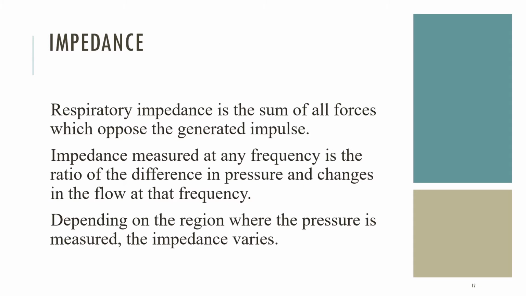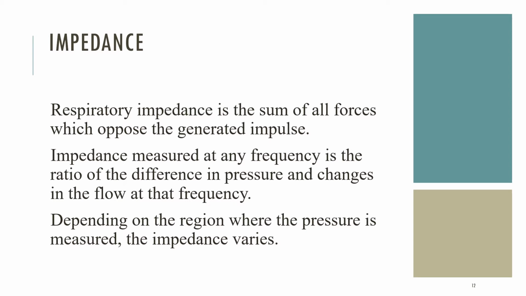With impulse oscillometry, there are different terms that are used. Each of these terms is quite complex, but I'm going to try to keep it as simple as I can. For example, one of the terms is impedance. Respiratory impedance is the sum of all forces which oppose the generated impulse. So what is a generated impulse? As you put sound on tidal breathing at different frequencies, the lungs' ability to push back against those forces is called impedance.